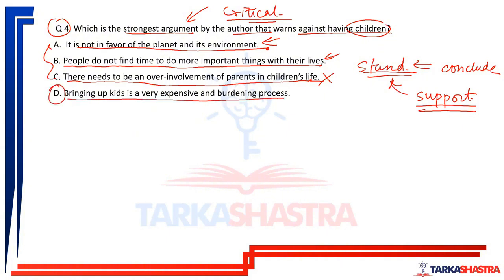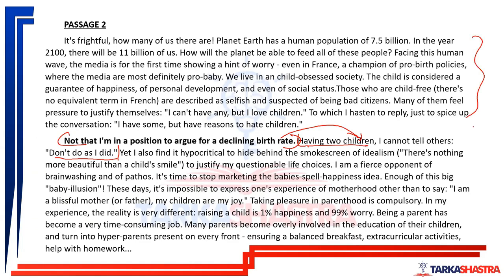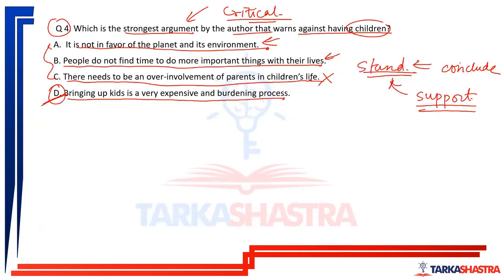D, bringing up kids is a very expensive and burdening process. This is the strongest argument. Why? If you take a look at the structure of the write-up, even space-wise, she's talking about different burdens here. She's talking about obsession with children here, and she's giving a very detailed analysis of exactly how much it costs to raise up a child. So this entire paragraph is about the costs involved, and therefore this makes it a very interesting bit.